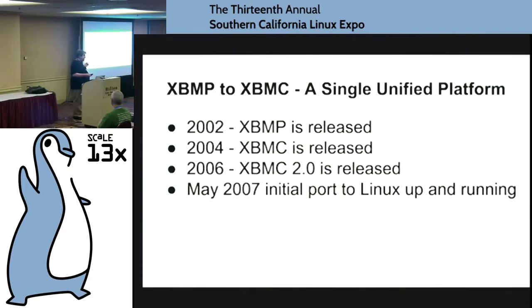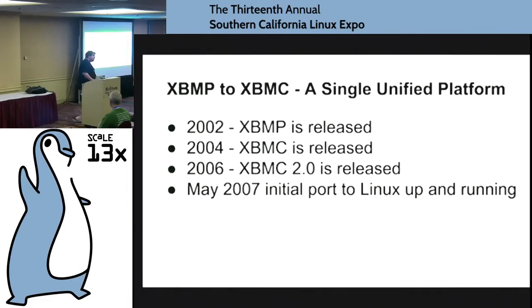2002, Xbox Media Player was released. 2004, XBMC was released, all on the Xbox, by the way. 2006, XBMC 2.0 was released. And only at 2007, in May, was the initial port for Linux up and running. And it wasn't even announced, as far as I'm aware, to the general public until about September.